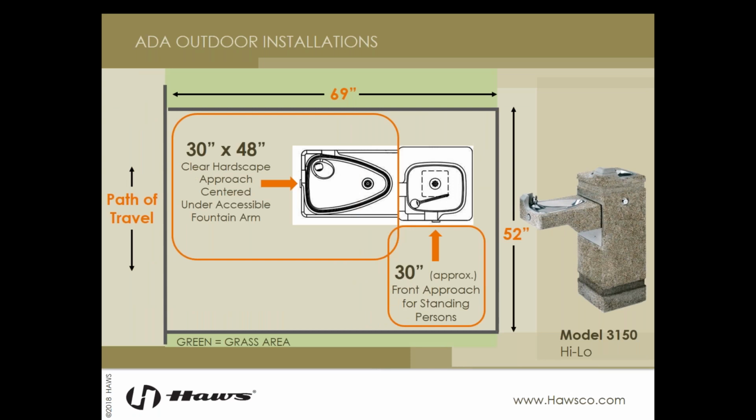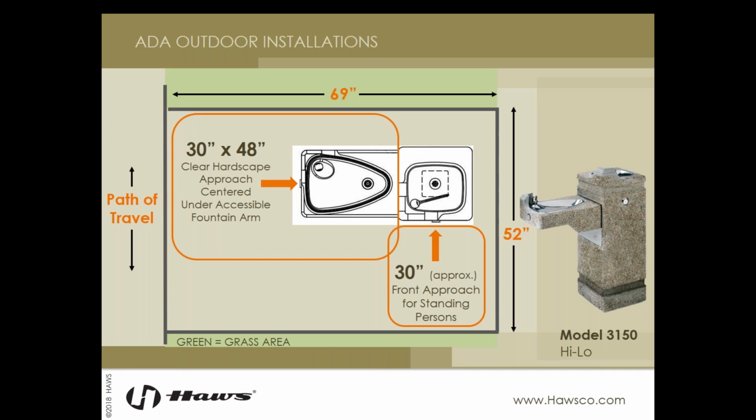Now, quite frequently in parks and in other outdoor applications, it's really common to see a pad of concrete poured specifically to accommodate a fountain so that they can position it out of the path of travel from other pedestrians. This can cause some issues, though, if the pad is not proportioned correctly or if the fountain is positioned incorrectly. This diagram is just another compliant example.